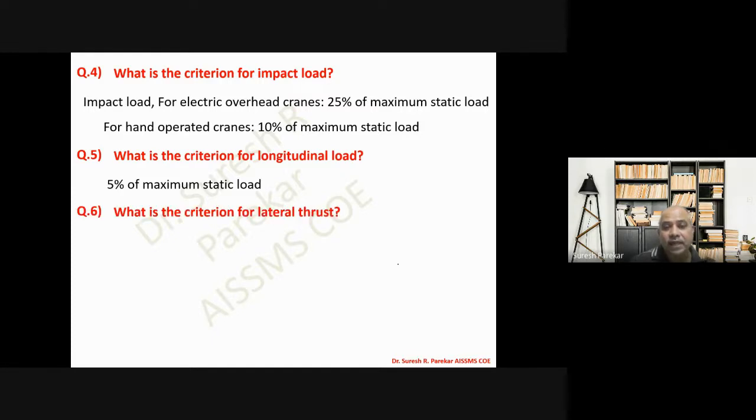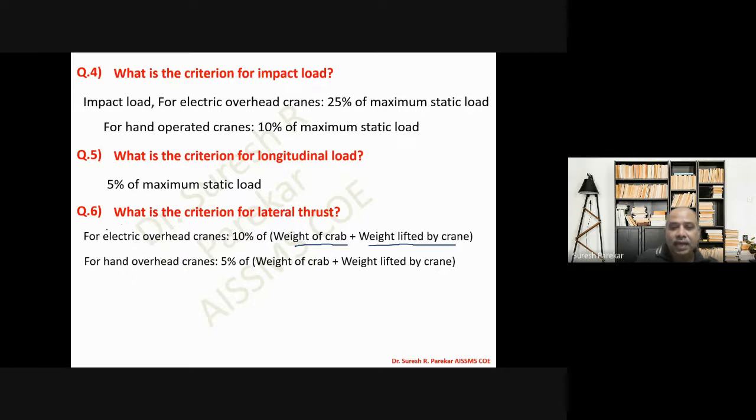What is the criteria for lateral thrust? For electric overhead cranes, the value of lateral thrust is taken as 10% of, now this is most important, weight of crab plus weight lifted by crane. For hand operated overhead cranes this is 5%, where we are again going to consider weight of crab and weight lifted by cranes.